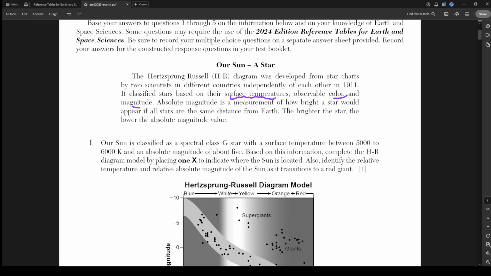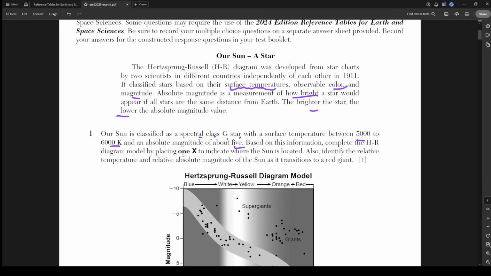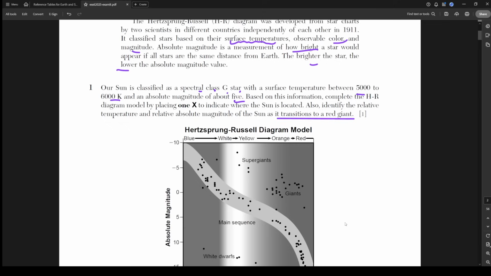Absolute magnitude is a measure of how bright a star would appear if all the stars were the same distance from the Earth. The brighter the star, the lower the magnitude value. So the brighter, the lower. Our sun is classified as a spectral class G star with a surface temperature between 5,000 and 6,000 K and an absolute magnitude of 5. Based on this information, complete the diagram by placing an X to indicate where this is located. Also identify the relative temperature and relative absolute magnitude of the sun as it transitions to a red giant.